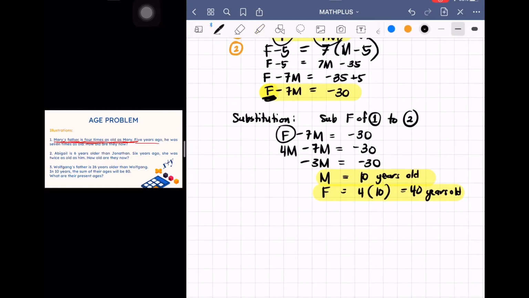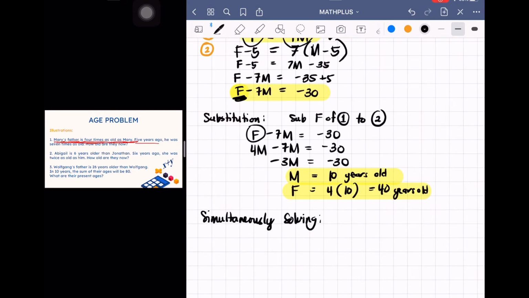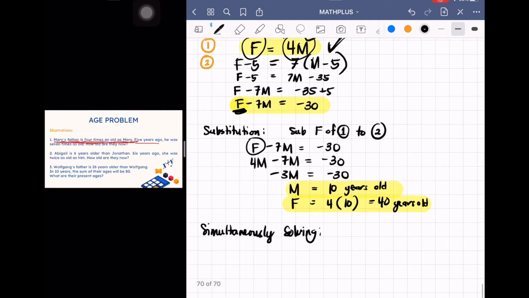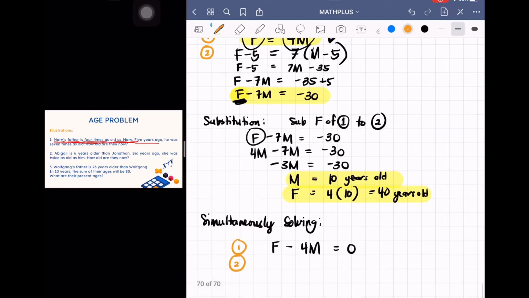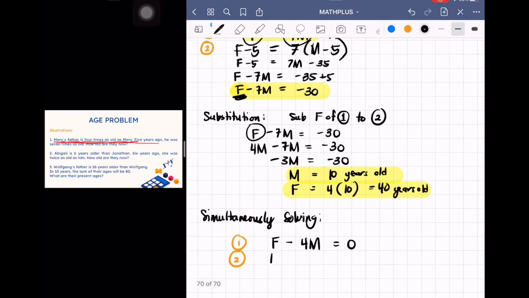So, kung ang solution natin is simultaneously solving the equation, let me write the equations first. So, all the equations must have the unknowns on the left side if you're going to do simultaneous solving. So, for equation 1, I need to transpose 4M to the left. So, the resulting equation would be F minus 4M. That's equal to 0. For equation number 2, I've already simplified that as F minus 7M equal to negative 30.